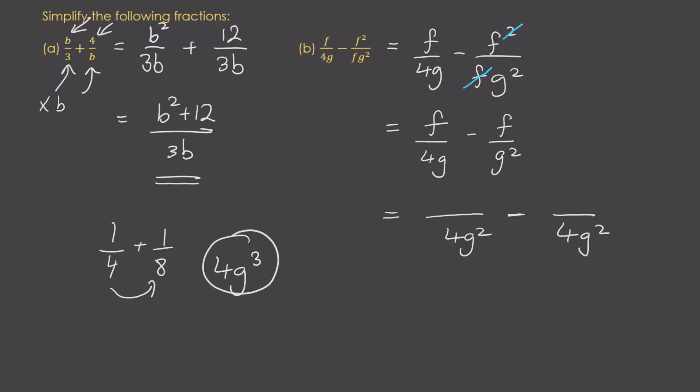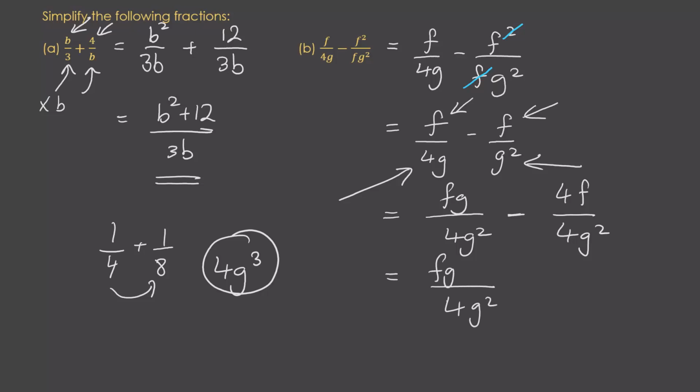So what have we done to the first fraction? To get 4g squared, we multiplied by g. So we have to do the same to this f up here. So we get fg. What did we do to the g squared? We multiplied it by 4. So we have to do the same to this. And then you can see that what we end up with is fg minus 4f over 4g squared.